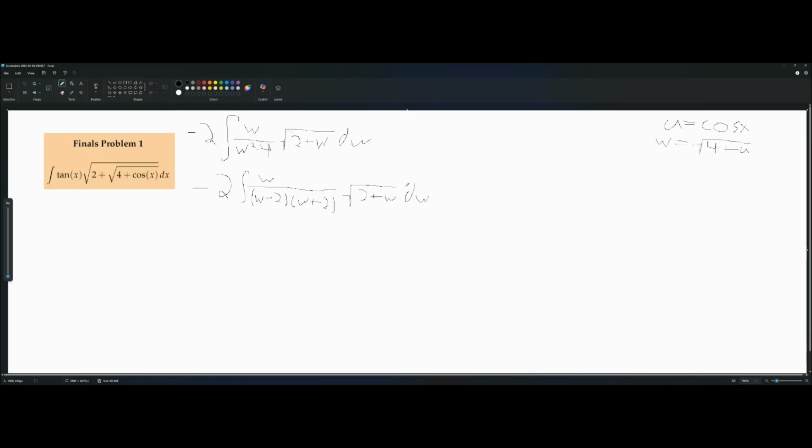And so now we're going to redo this one more time with our radical, and we're going to say z is equal to rad 2 plus w, right? Z squared is equal to 2 plus w, right? Z squared minus 2 is equal to w. 2z dz is equal to dw. Let's add that substitution right up here.